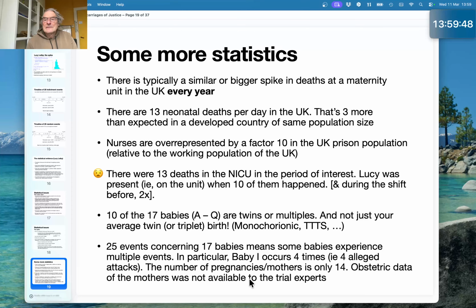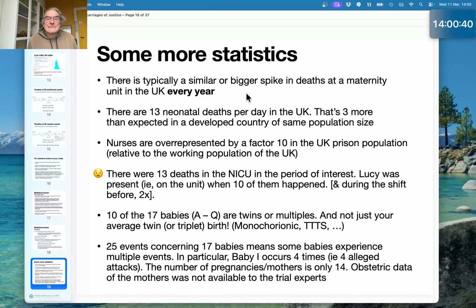Here's some more. Just a kind of random collection of little snippets of statistical or other information. First of all, there is typically a similar or bigger spike in deaths at a maternity unit in the UK every year. Such a spike as the one seen at the Countess of Chester, whether you call it a spike or not, is not unusual. It happens every year, almost every year. Of course, it usually has an explanation. Sometimes it can be chance, but in general there is probably something going on, because things keep changing for all the various reasons which can be imagined for that.